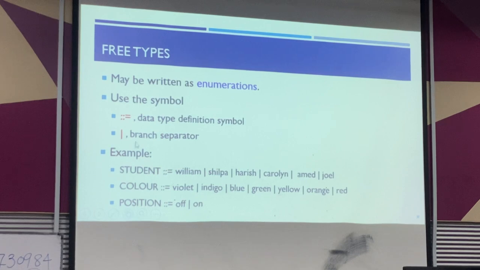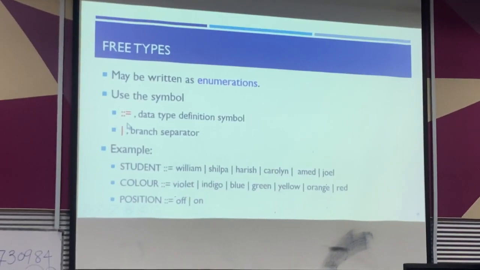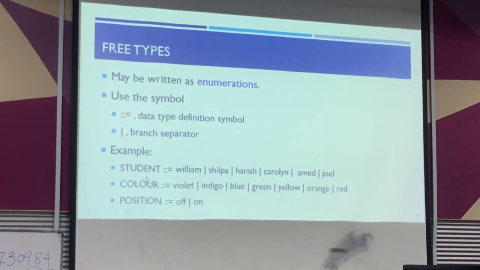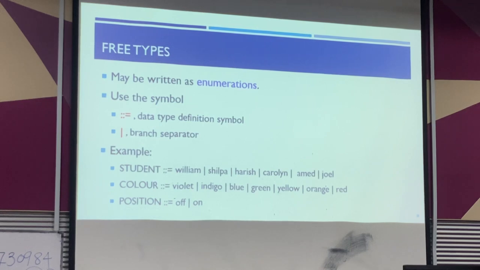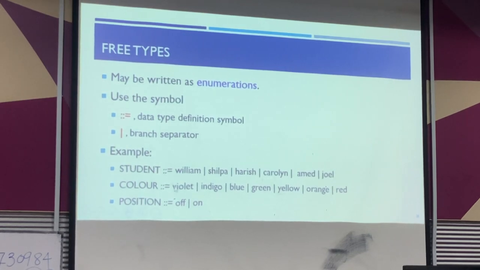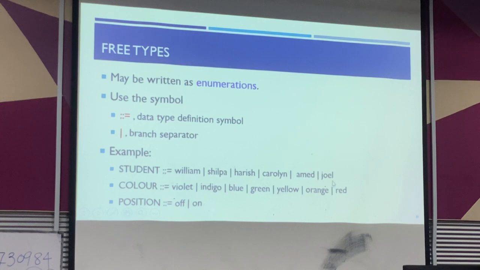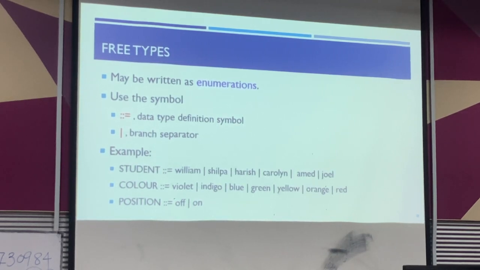Okay, so the symbol that you are going to use is these two symbols. One is branch separator, another one is this type definition symbol. So, how to write? So you are going to have one name here to represent the free type. Okay, the way to write here, I will suggest you to put similar like basic type just now, capital letter, but without the square bracket. So, after that, this is your choices. Okay, so you put colon, equal, then you have choices separated by branch separator.